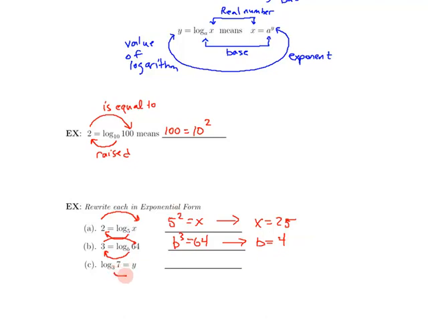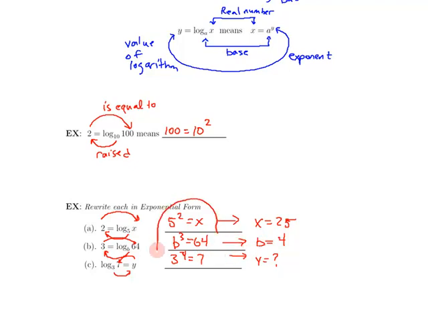Of course, things could get a little bit hairier. 3 raised to the other side equals what's inside. It'd be 3 to the y is equal to 7. That's a little bit harder, and we're not going to be able to answer that question just yet. We're going to have to come back to it, because I know 3 to the first is 3, so y has to be bigger than 1. 3 to the 2 is 9, so it's just too big. So it's somewhere between 1 and 2, but I don't know quite what it is.